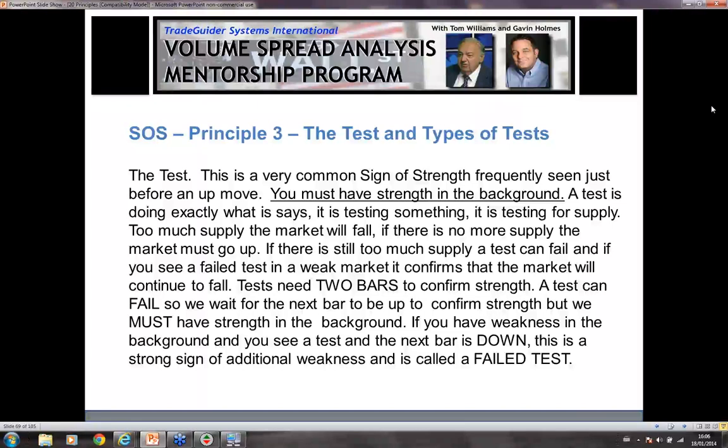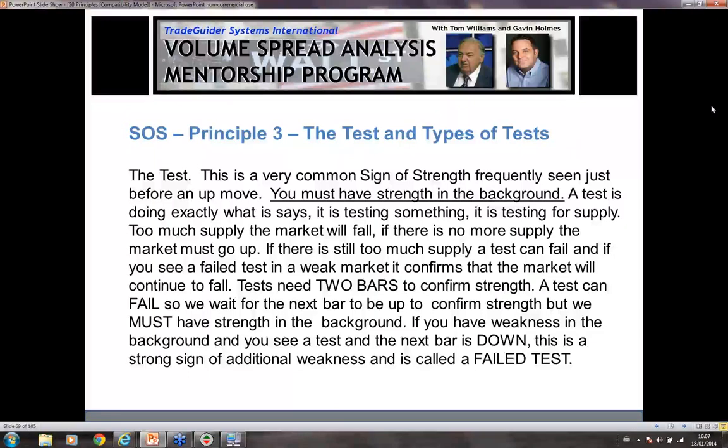Okay, so it says here the test. This is a very common sign of strength, frequently seen just before an up move takes place. But you must have strength in the background, meaning a shakeout or bag holding. A test is doing exactly what it says. It's testing something. It's testing for supply or for sellers. Too much supply, the market will fall. If there's no more supply or sellers at that price, the market must go up. If there's too much supply, a test can fail. And if you see a failed test in a weak market, it confirms that the market will continue to fall.